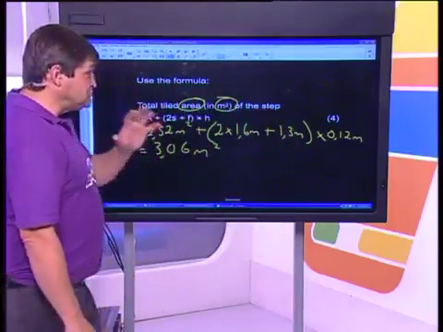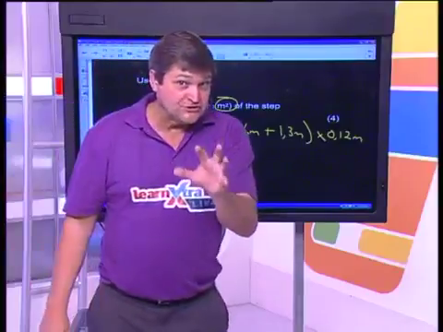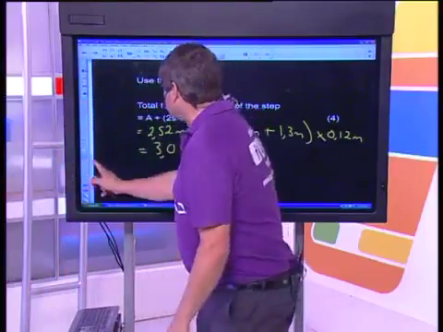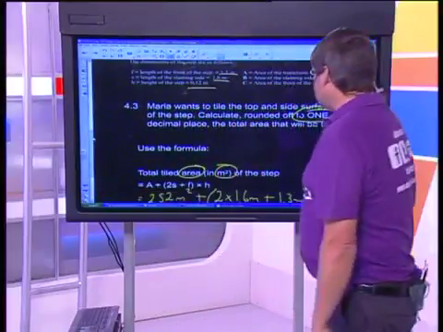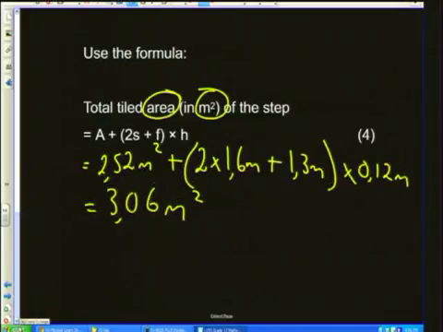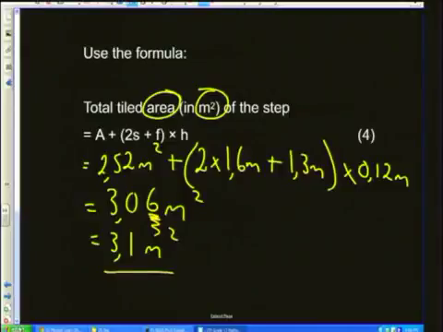Now, let's just check if we've answered this question correctly, because I can see a mistake already. Because the question said, remember we circled it, round off to 1 decimal place. So let's check it here. 1 decimal place is going to be 3,1 meters squared.